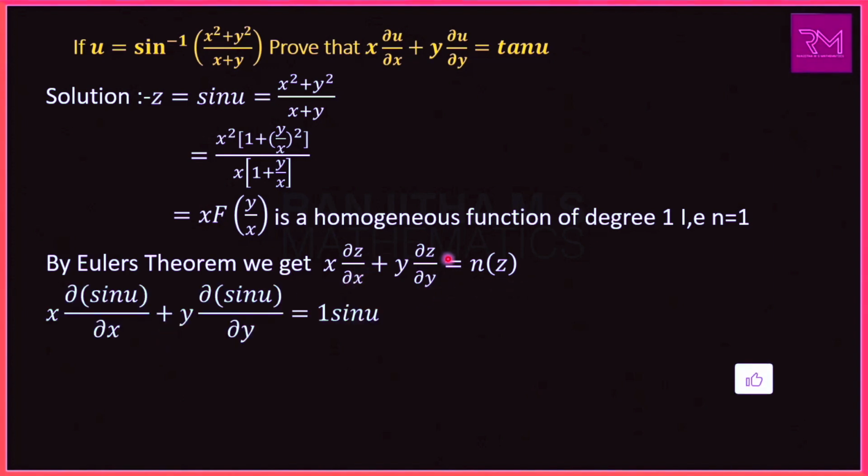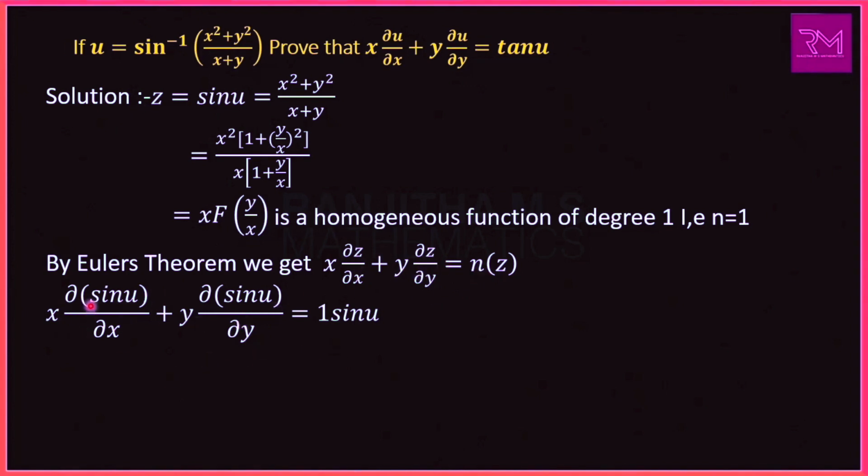So we substitute the z value, that is z is nothing but sine u. Hence we can substitute the value as x into del of sine u by del x plus y into del of sine u by del y, which is equal to, here n value is 1, into z, which is sine u. Understand carefully, we have considered this equation as z, so if we take sine inverse to the left hand side, we get z as sine u, which is equal to this. So this equation is reduced to the homogeneous function form, and we apply Euler's theorem for the function z. We get x into del z by del x plus y into del z by del y equal to n into z, where our z is nothing but sine u. Substitute z as sine u, and here we get this.